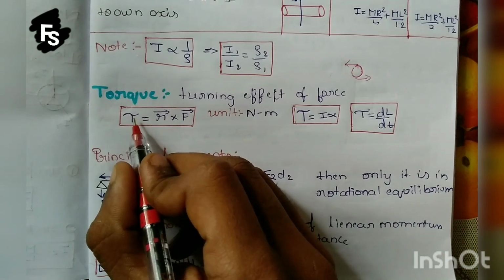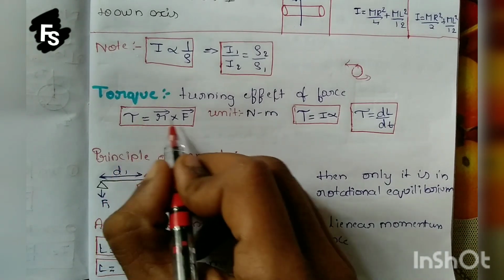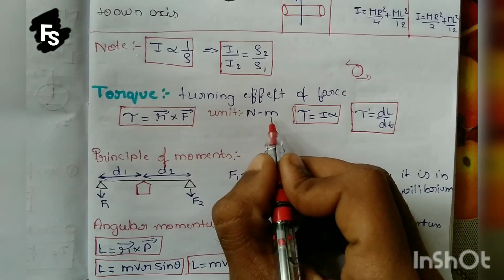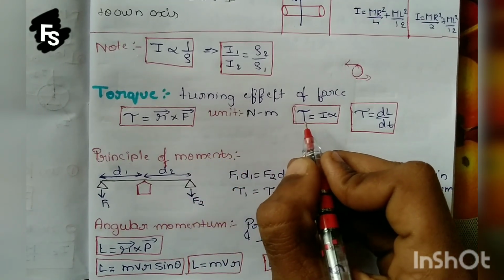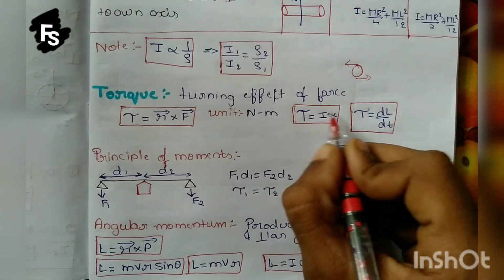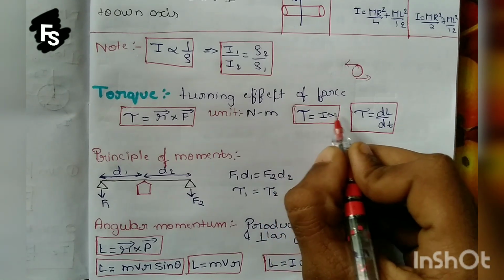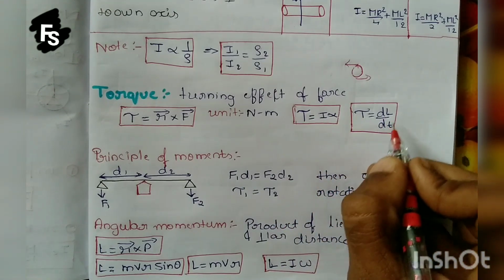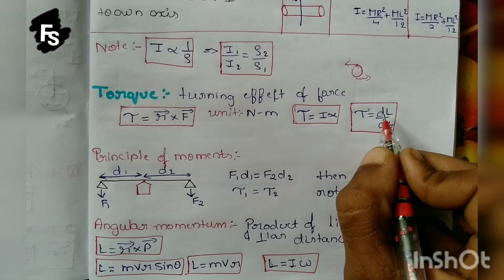What is the formula of torque? Torque is equal to r into F, radius into force acted. What is the unit? Newton meter. There are other formulas that also represent torque. Torque is equal to moment of inertia into angular acceleration. In terms of angular momentum, torque is equal to dL by dt. Remember it.